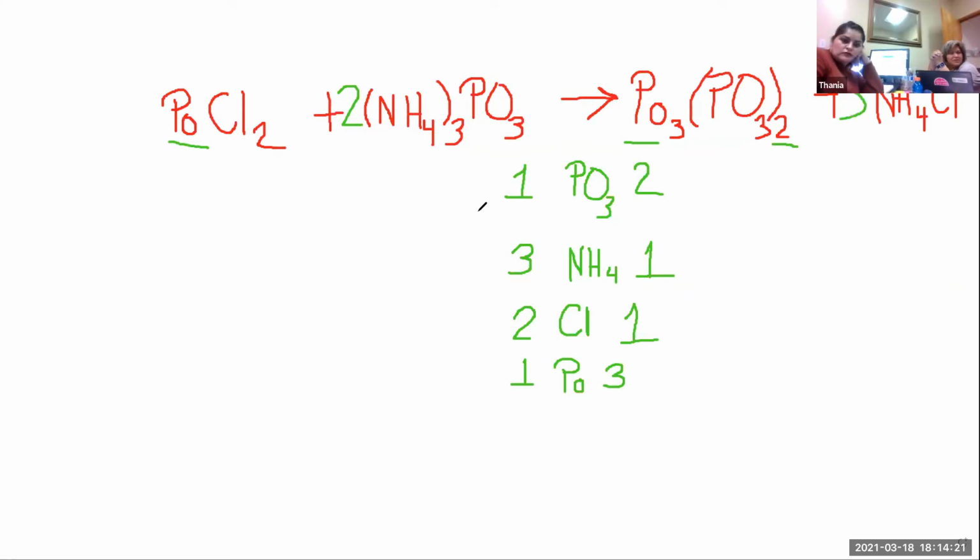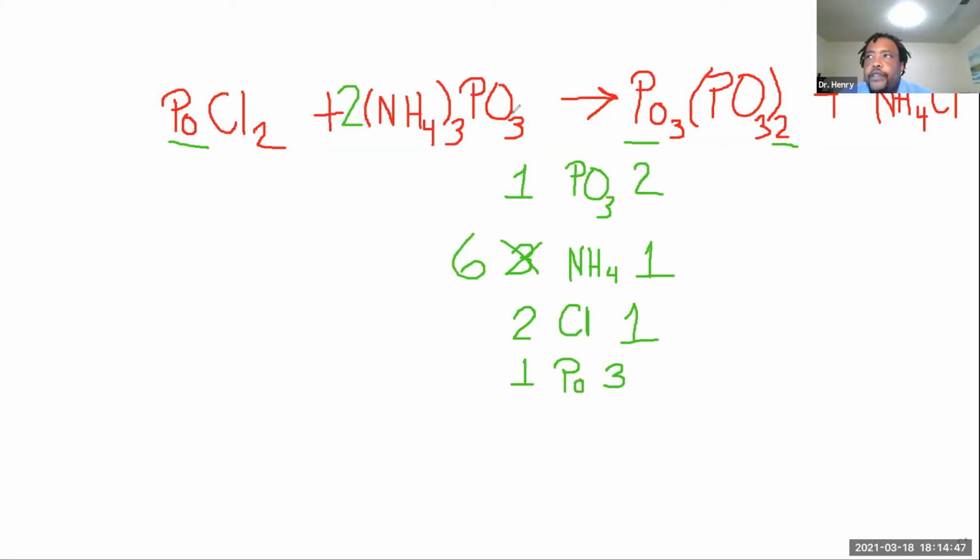Okay, so let's do the numbers here. If we put a 2 in front of this guy, how many NH4s do we have? 6. We have a total of 6. Okay. So that's when you would multiply it, if there's a coefficient in front? Yeah, so you multiply that number. Okay, so then that's a total of 6 here. And then how many PO3s do we have? 2. Okay, so now we have 2. Oh, because of the outside of the parentheses.